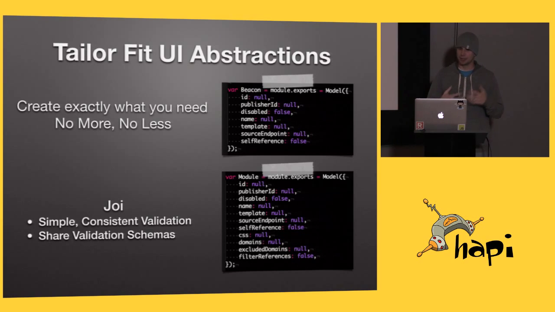As you create all these abstractions that are tailor fit for your UI, there's overhead of creating routes and then having to maintain those. You want to make sure they're validated correctly. And I think that's where some of the stuff that Reed just talked about with Joy makes it really easy and cheap to do a lot of that. At the end of Reed's talk, he talked about sharing schemas. You can share schemas so you avoid some of that duplication and some of that overhead of maintaining that stuff.